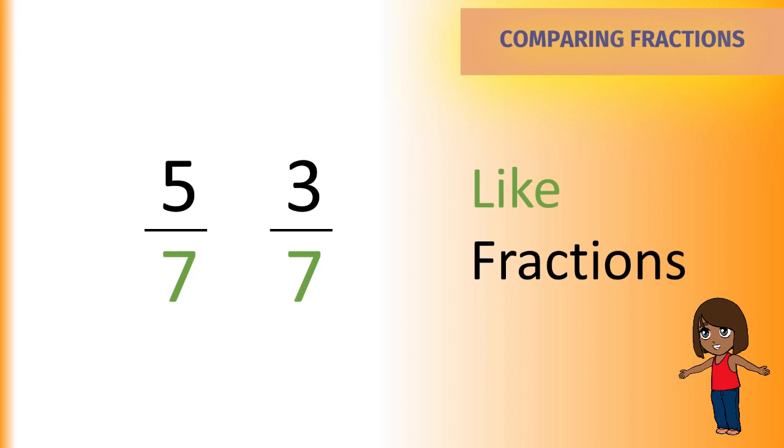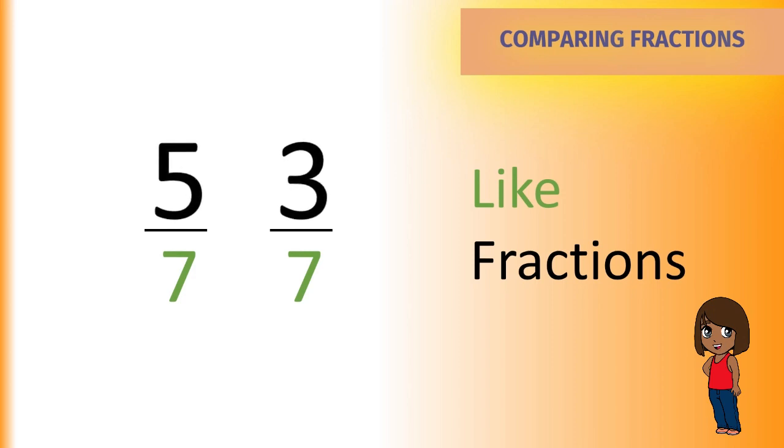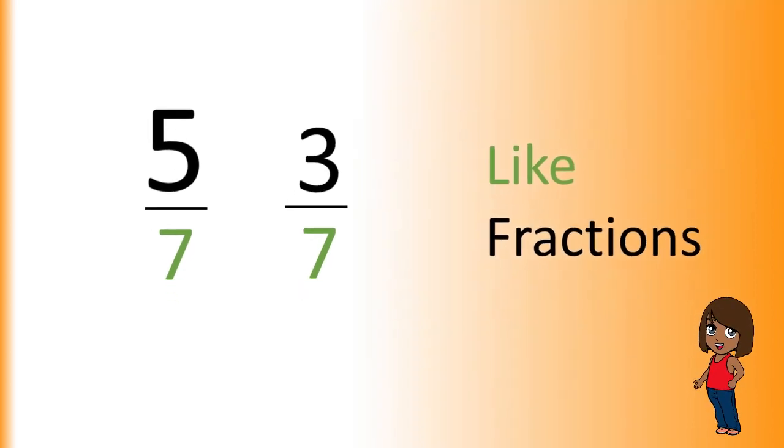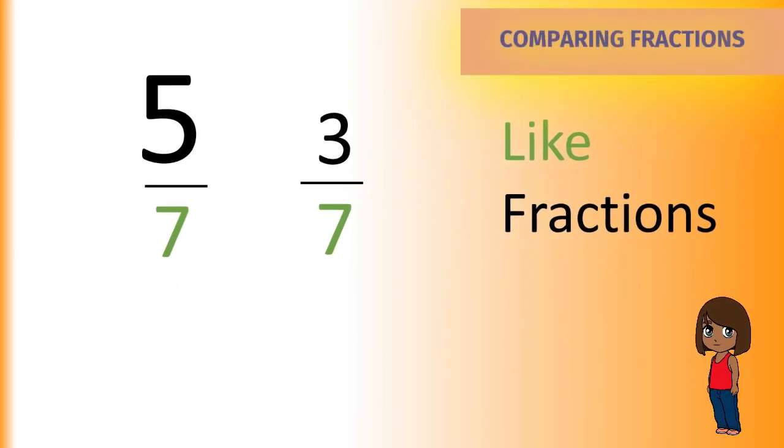In like fractions, comparison is easy. You compare only the numerator to compare the fractions. The fraction with the larger numerator is larger. Here, which fraction is larger? 5 by 7 is larger because they are like fractions and 5 is the larger numerator.